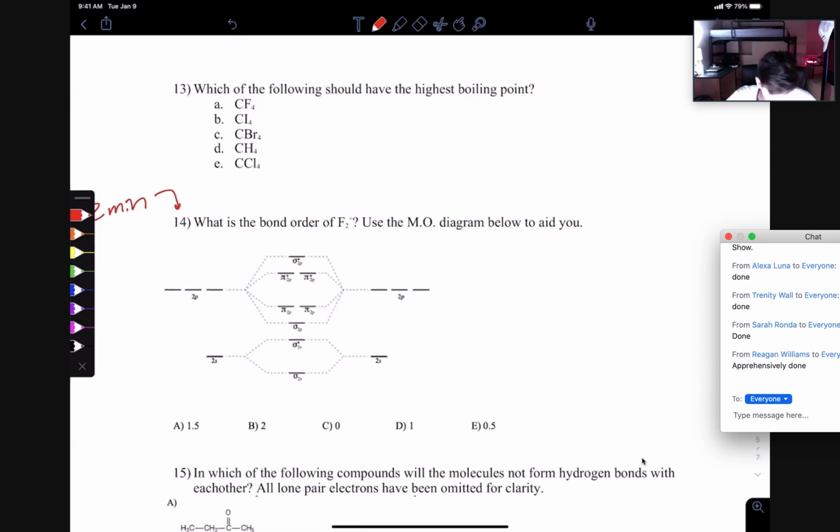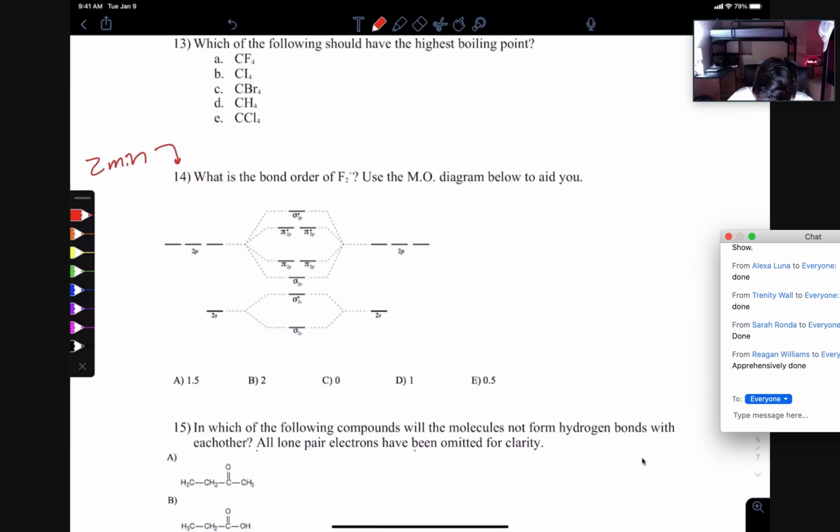All right, so number 14 says, what is the bond order of F2 plus? Use the molecular orbital diagram below to aid you. So first, what we want to do is fill this thing in. When it's asking about bond order, the first step is to fill in the diagram.